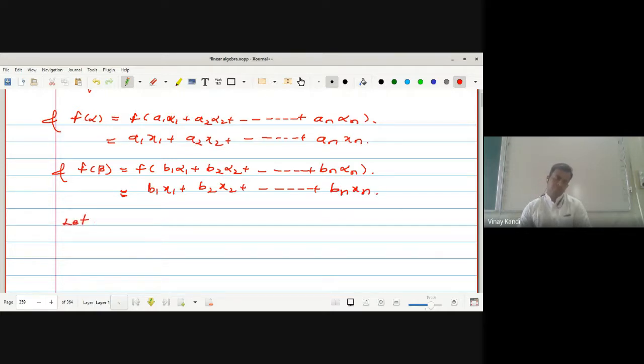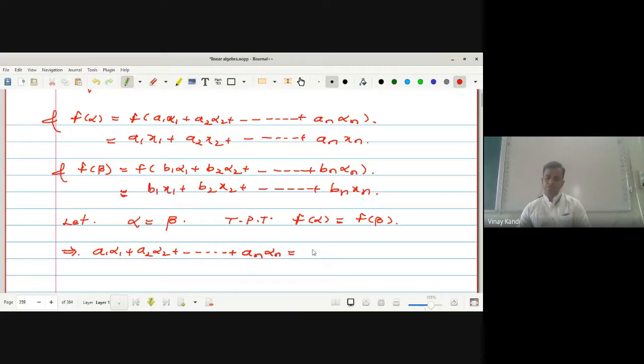Now let alpha be equal to beta, and we have to prove that f of alpha is equal to f of beta. If we prove f of alpha is equal to f of beta, then the function is well defined. Now let alpha equal beta. This implies a1 alpha 1 plus a2 alpha 2 plus up to so on an alpha n is equal to b1 alpha 1 plus b2 alpha 2 plus up to so on bn alpha n.